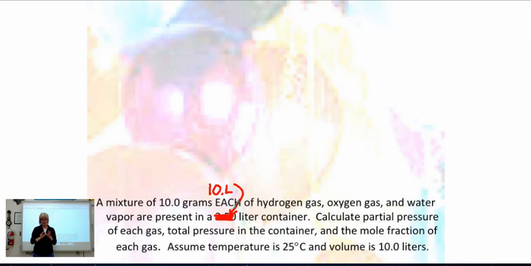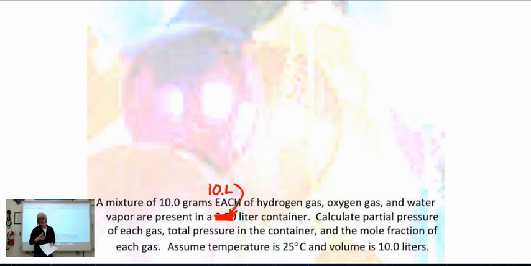So let's work a sample problem. A mixture of 10 grams each of hydrogen gas, oxygen gas, and water are present in a 10-liter container. Calculate the partial pressure of each gas, the total pressure in the container, and the mole fraction of each gas. Assume the temperature is 25 degrees C, which is 298 K, and the volume is 10 liters.